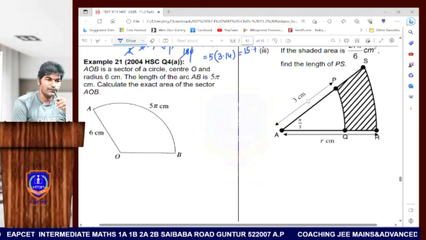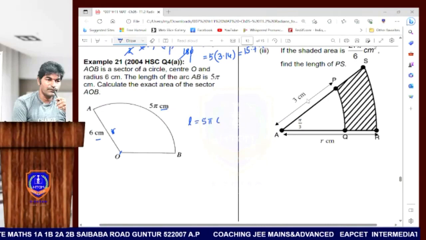AOB is a sector of a circle, center O, and the radius is 6 centimeters. Look at the measurements mentioned here. L is given. L was how much? 5 pi centimeters. And the radius was this one. The length of the arc is 5 pi. Calculate the exact area.